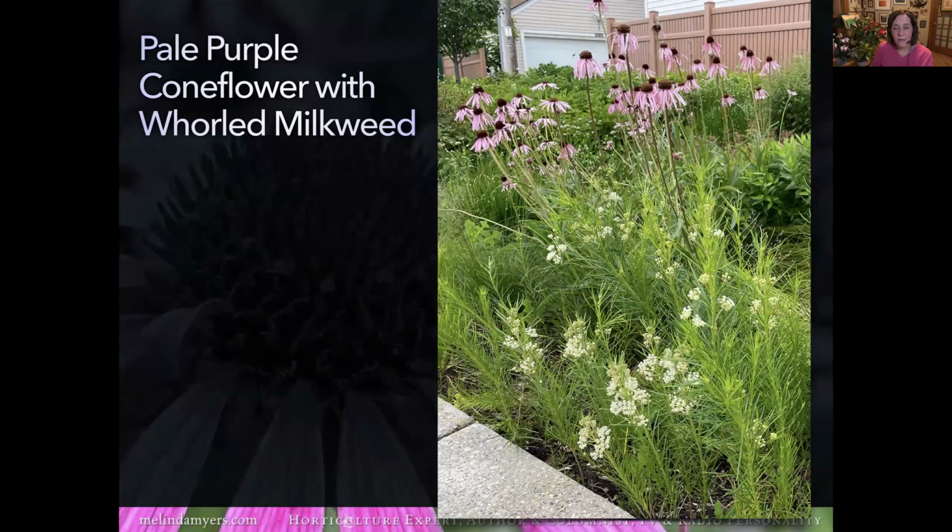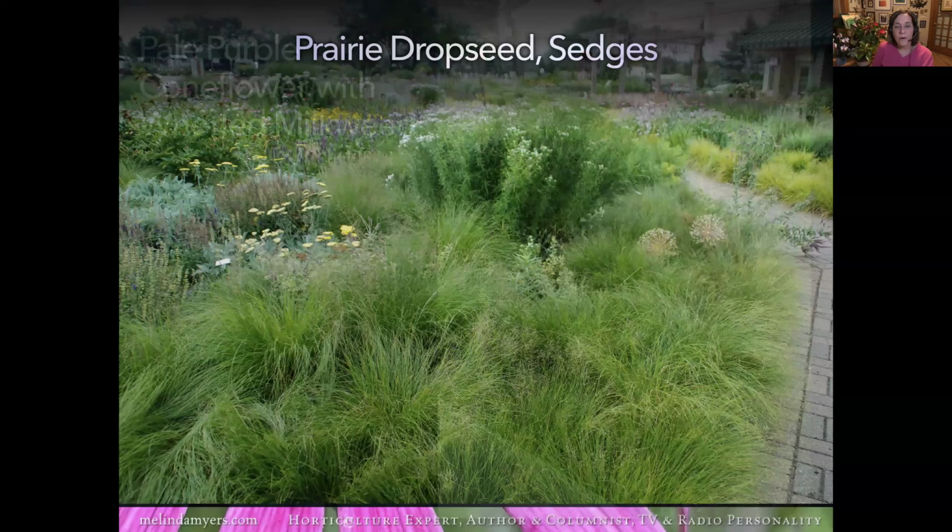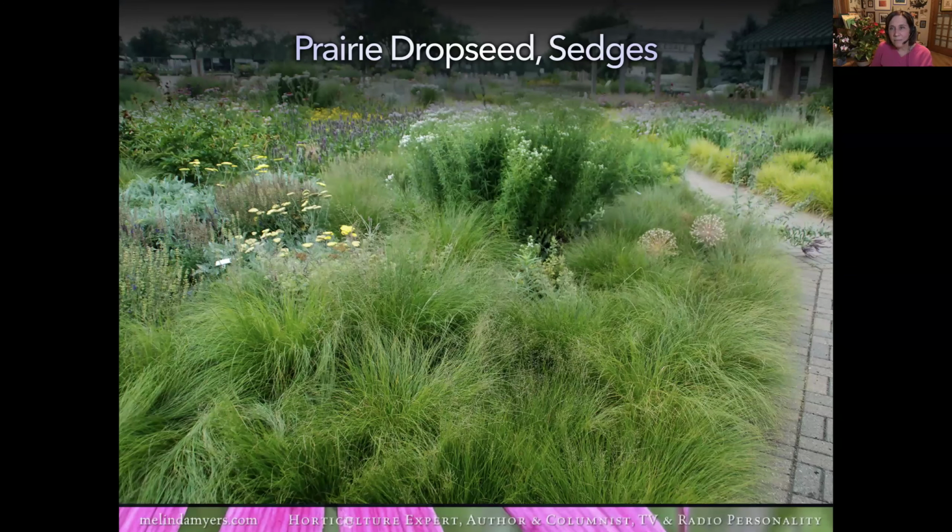Pale purple coneflower. World milkweed is in the front. Look at the fine foliage on that world milkweed. It's a later bloomer in the season, but it's got some nice texture to it as well. Prairie drop seed. Look at the texture that provides.